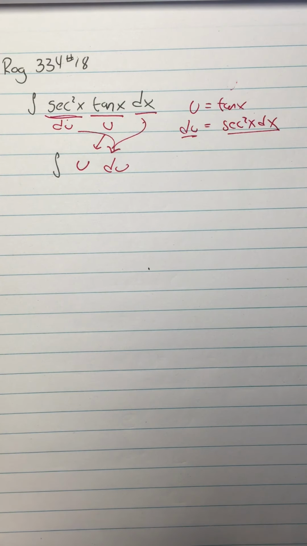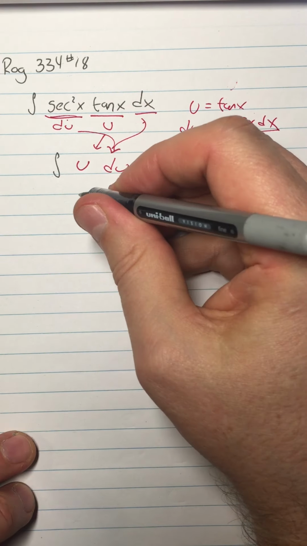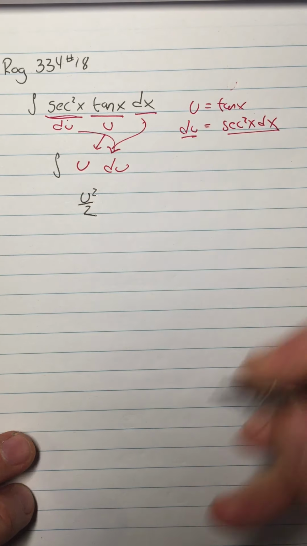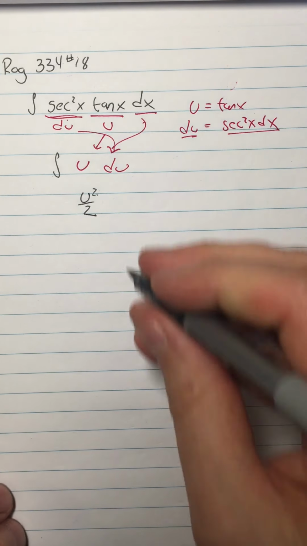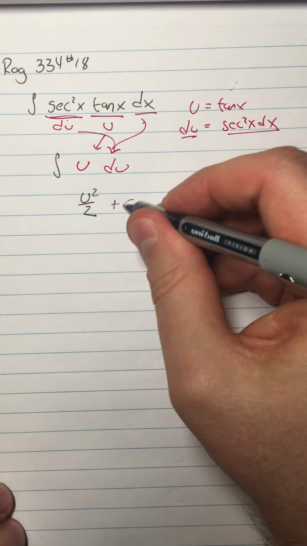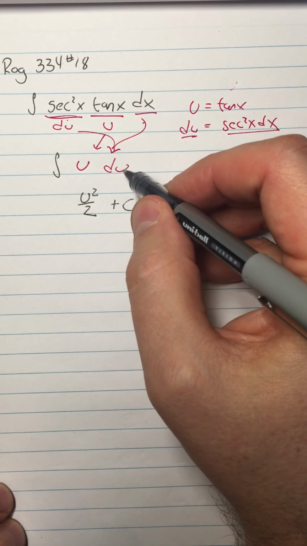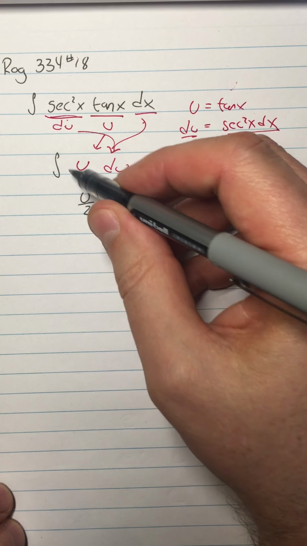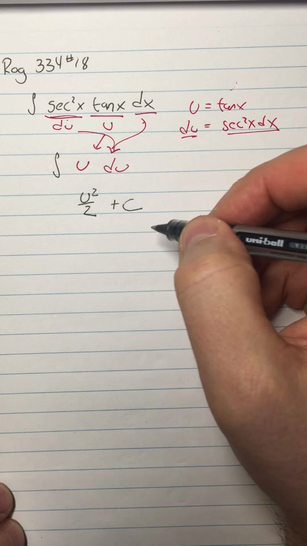Well, what do I do with that? Well, that's power rule. The antiderivative of u is u squared over 2, just like the antiderivative of x is x squared over 2. I'm doing the antiderivative at this point. I put a plus c, right? The integral sign, the du, they go away when I do the antiderivative. So now I don't have those, but the plus c shows up.